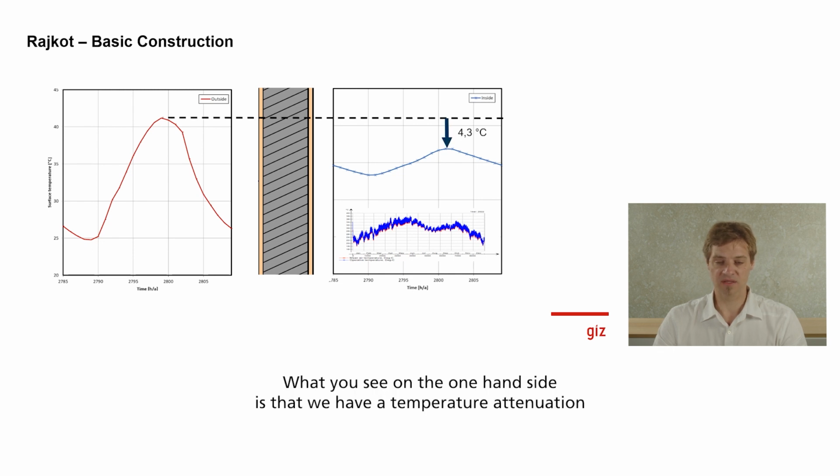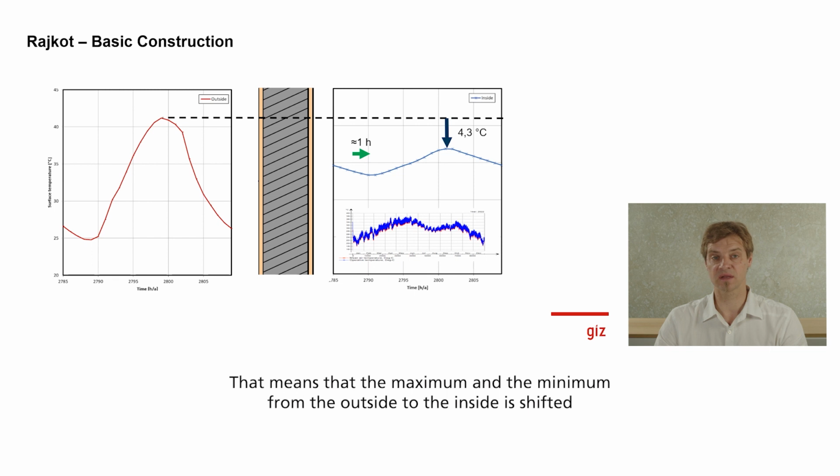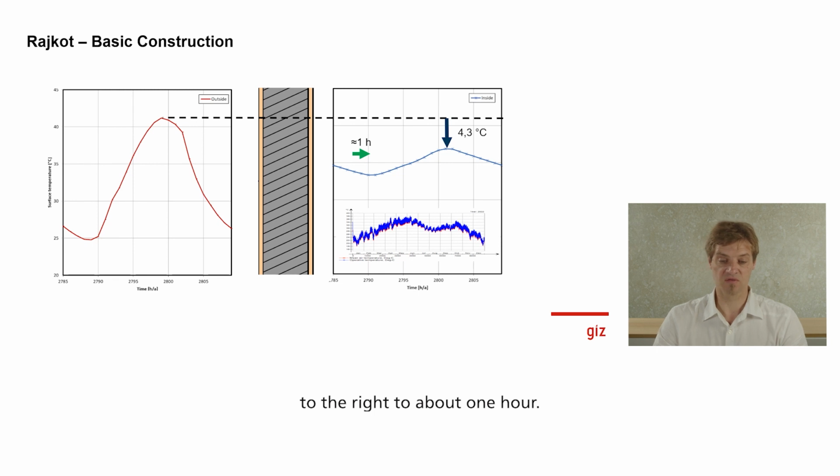What you see on the one hand is that we have a temperature attenuation of roughly 4.3 degrees Celsius from the maximum outside temperature to the maximum inside temperature. We also have a temperature shift of around 1 hour, so that means that the maximum and the minimum from the outside to the inside is shifted to the right, to later, by around 1 hour.